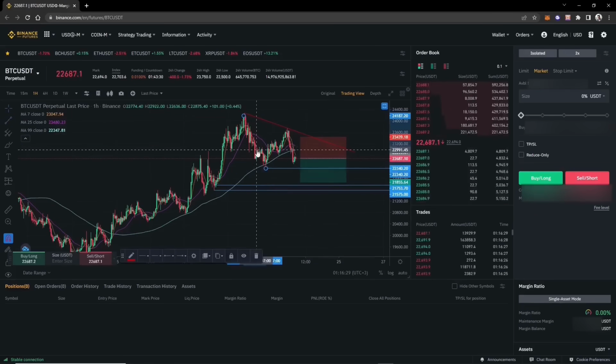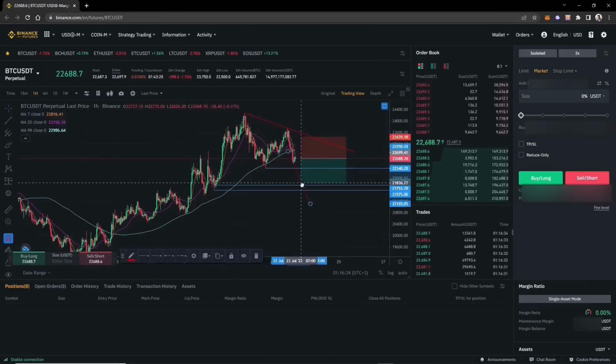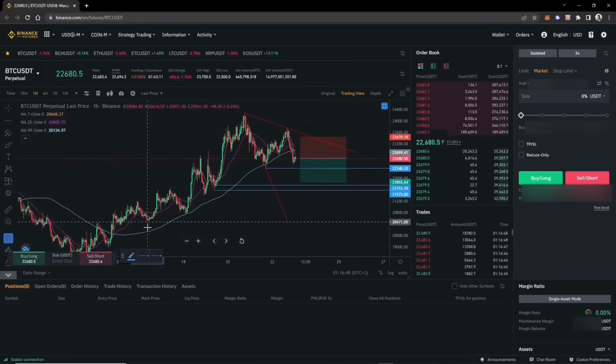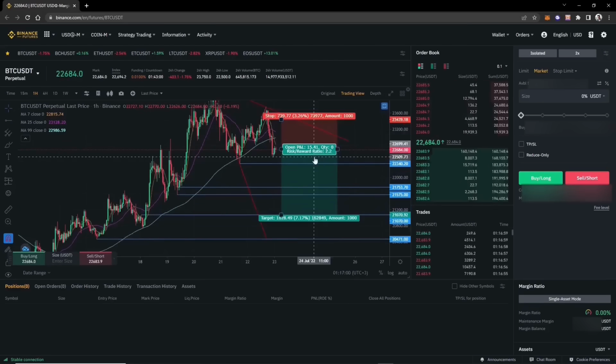So let's find our target now. Our target is equal of the first wave of the triangle. So I will take its side and put it right here. Our target point is just another support line, but I will be more conservative and close my position at $21,070.